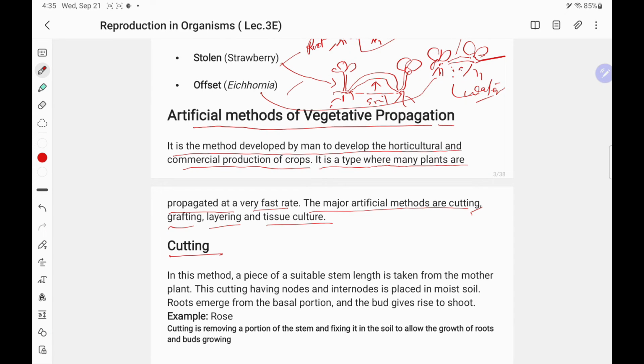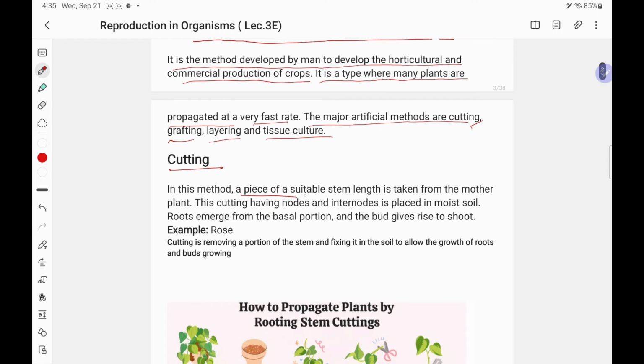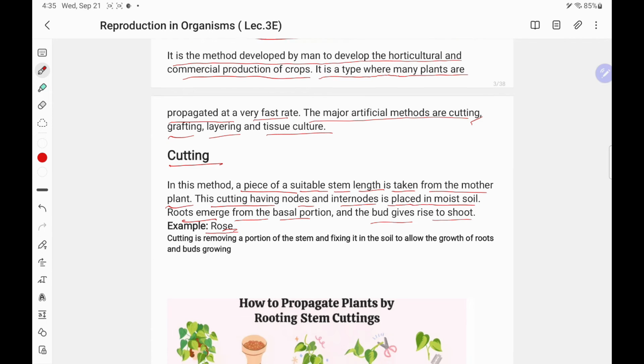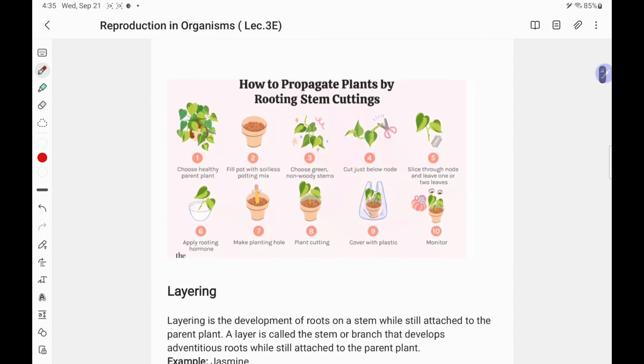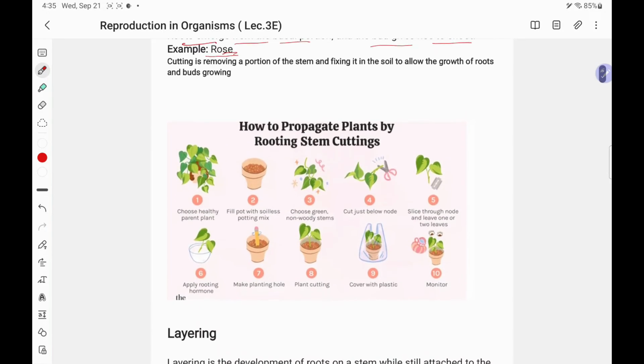First is cutting. What is cutting? In this method, a piece of stem of suitable length having nodes is taken from the mother plant and cut. It is placed in moist soil, roots emerge, and the buds give rise to shoots. For example, rose, and other plants which propagate by cutting.